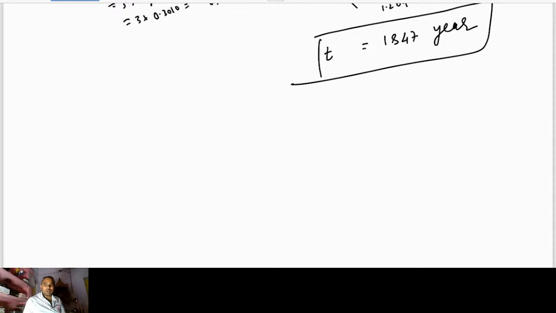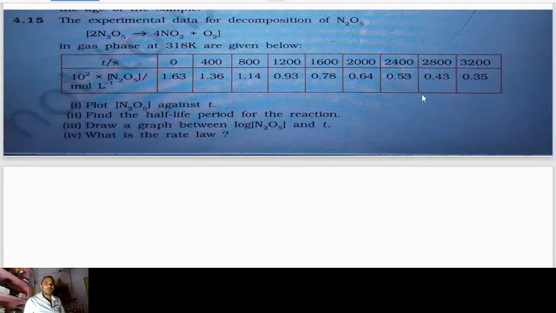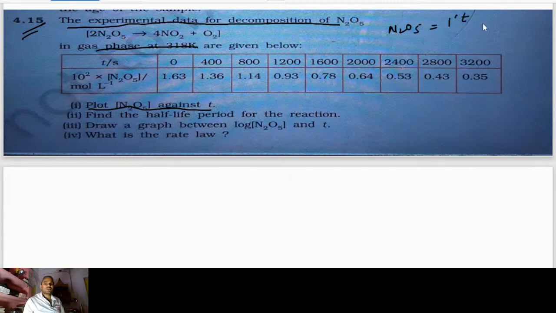Now let us move on to the next question. Here, see, student. Question number 15. The experimental data for decomposition of N2O5 is this one. Gas phase they have given. N2O5 decomposition is first order. This is an example of what, student? First order. So they are saying plot the graph against N2O5. This is given, N2O5 and time. So it's very simple, you can plot the graph, there is no problem at all.